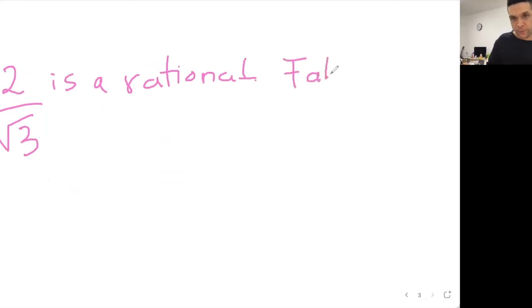And why is it false? You can check it yourself. But if you divide a rational number by an irrational number, you're going to get an irrational number. So this becomes irrational. This is not rational. So this is false.